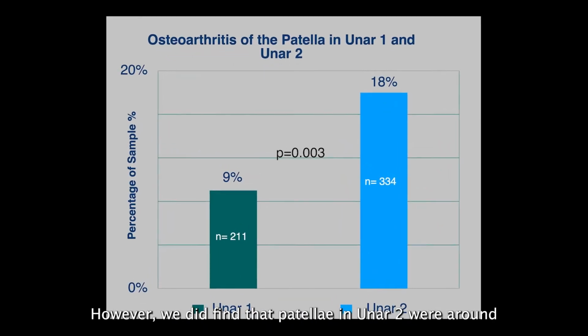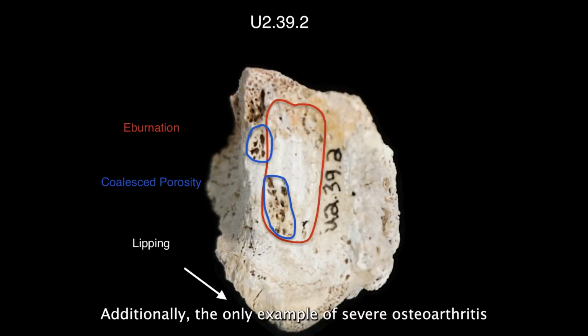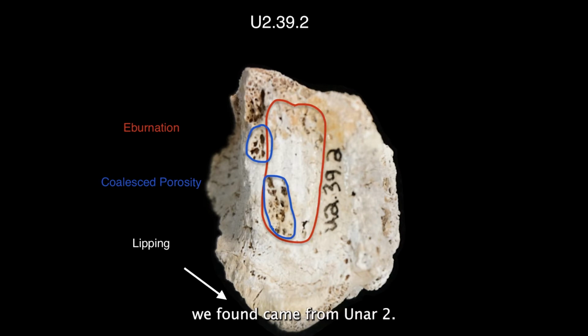However, we did find that patellae in Unar 2 were around 2 to 3 times more likely to have evidence of osteoarthritis than those in Unar 1. Additionally, the only example of severe osteoarthritis we found came from Unar 2.